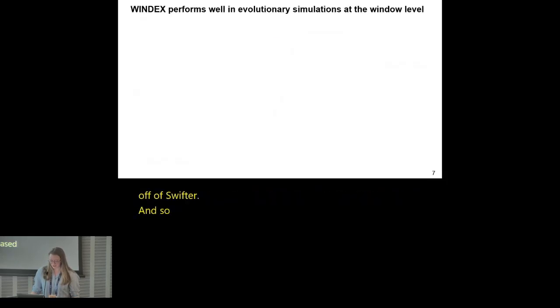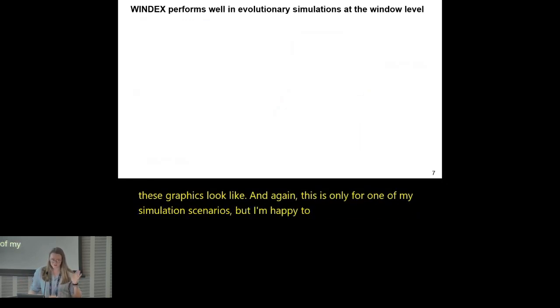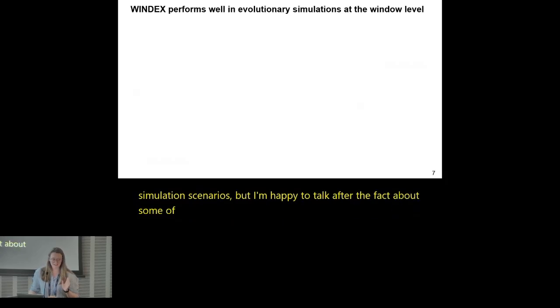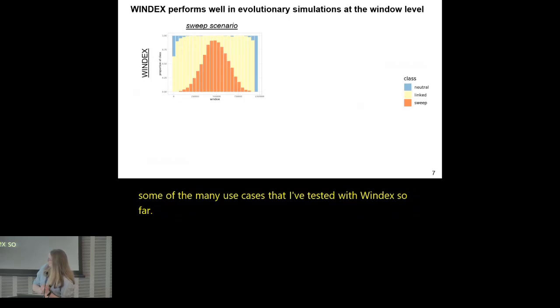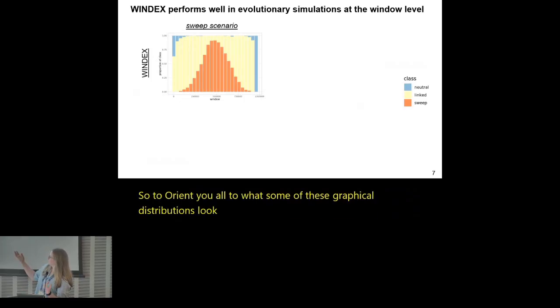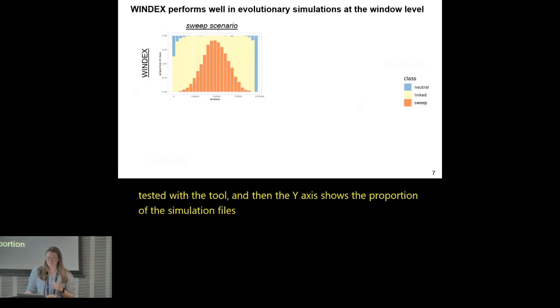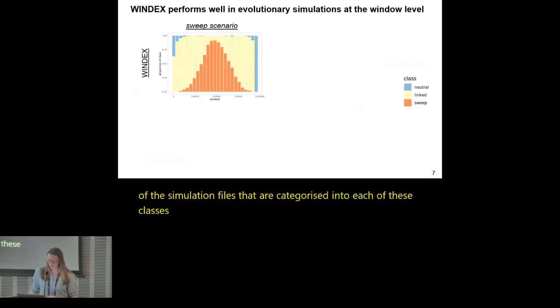And so now I'd like to jump into what an example of some of these graphics look like. Again, this is only for one of my simulation scenarios, but I'm happy to talk after the fact about some of the many use cases that I've tested with WINDEX so far. So to orient you all to what some of these graphical distributions look like, the x-axis shows the resolution that I tested with the tool, and then the y-axis shows the proportion of the simulation files that are categorized into each of these classes after I implemented each tool.